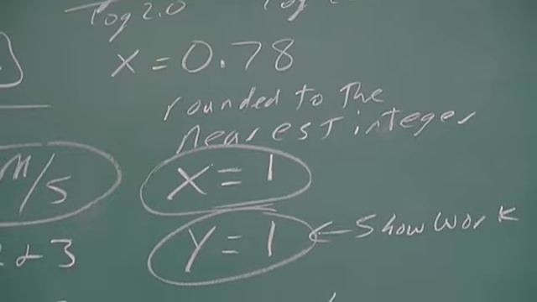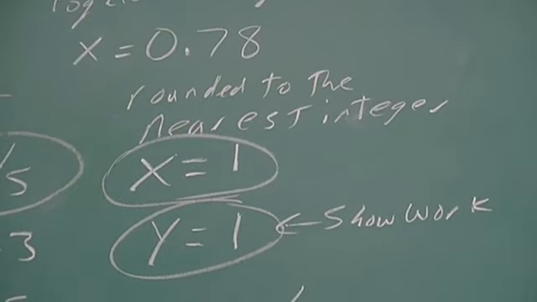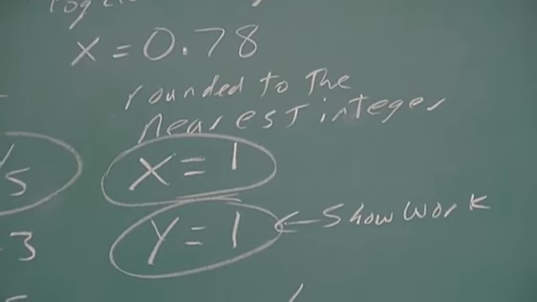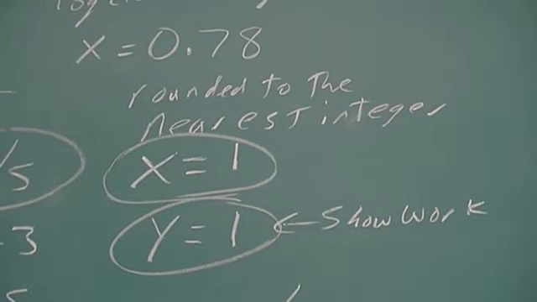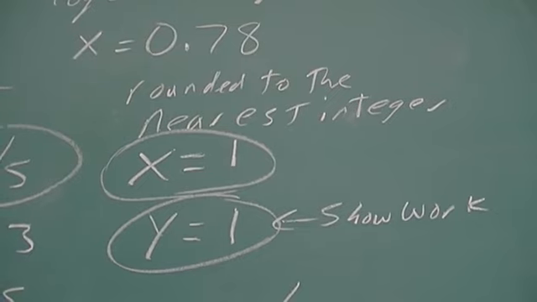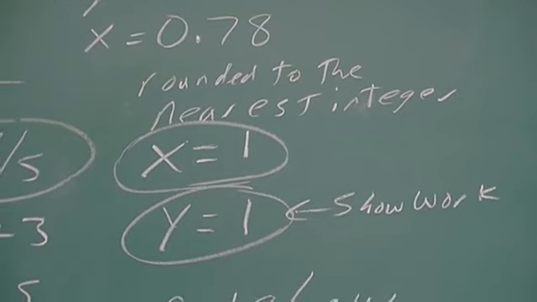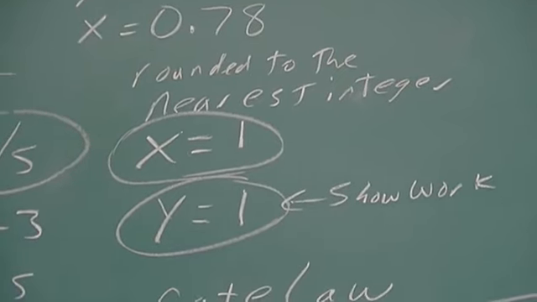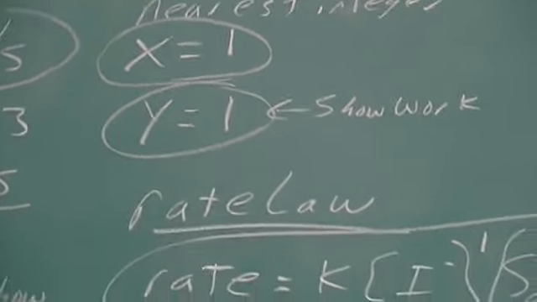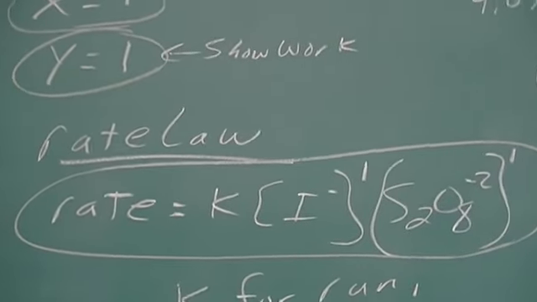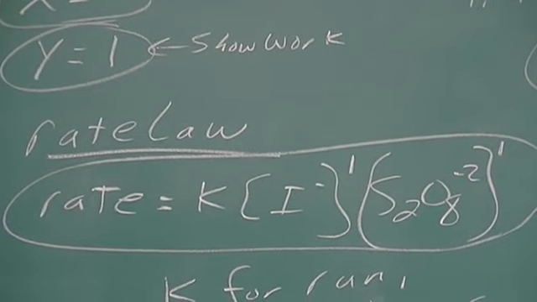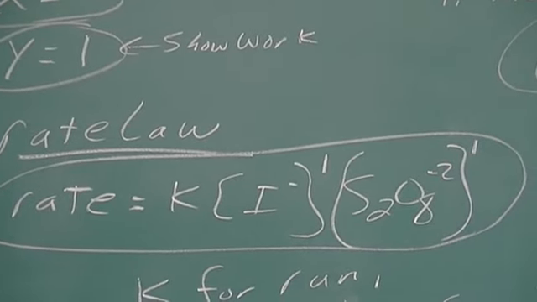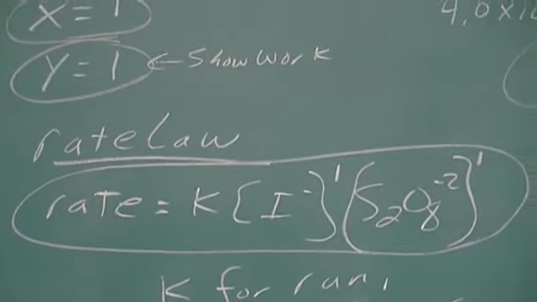You will do the exact same thing for the S2O8 minus 2, and you will get y is equal to 1. You have to show all your work. Just like we did for finding x, you will have to find y, and it will round to the nearest integer, and that will also be a 1. And so the correct rate law for this reaction is rate is equal to k, I minus raised to the first, S2O8 minus 2 raised to the first.